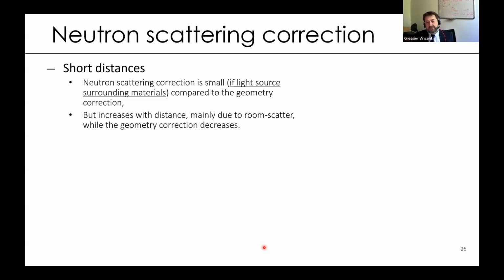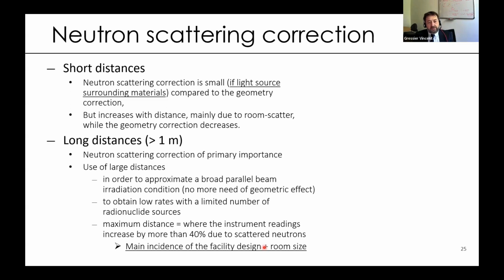But if you increase the distance, mainly due to the room scatter, it will be more important to consider the neutron scattering than the geometry correction. At long distances, so over 1 meter, it's neutron scattering which is of primary importance. And why is it interesting to use large distances? In order to approximate a broad parallel beam, with no more need to correct for geometric effect, to obtain low rates with a limited number of radionuclide sources, but you will have a maximum distance that you can use.